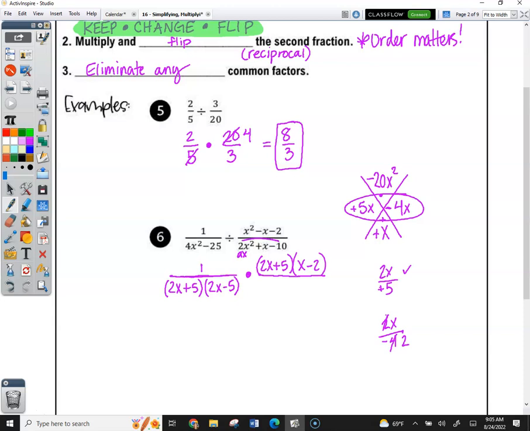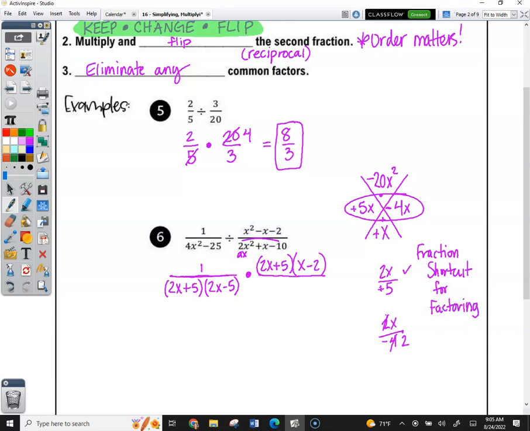Now that's only the first time I've showed it to you. So if you're like, how did she just do that? I'll show you again on another problem. This is the fraction shortcut for factoring.